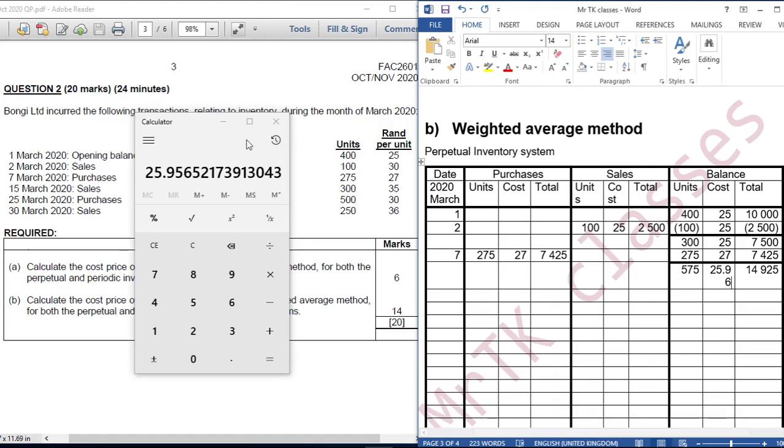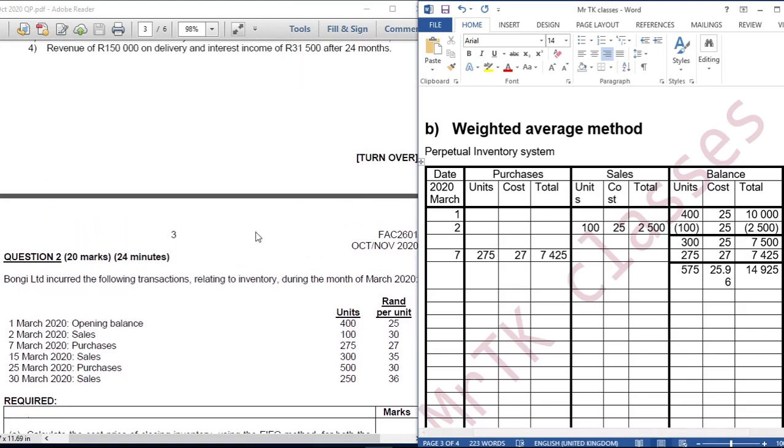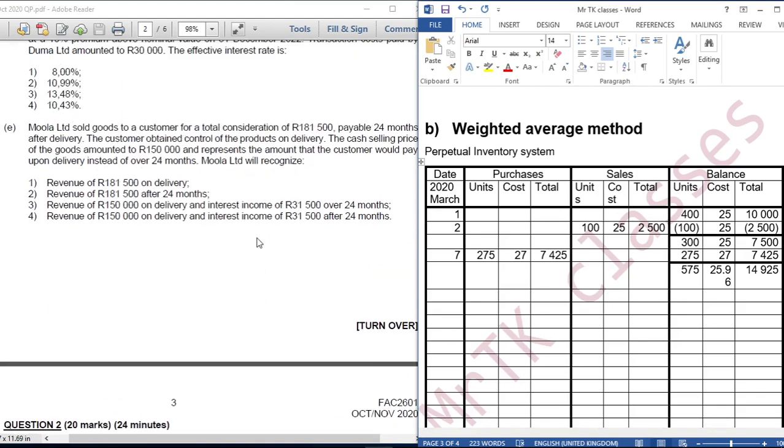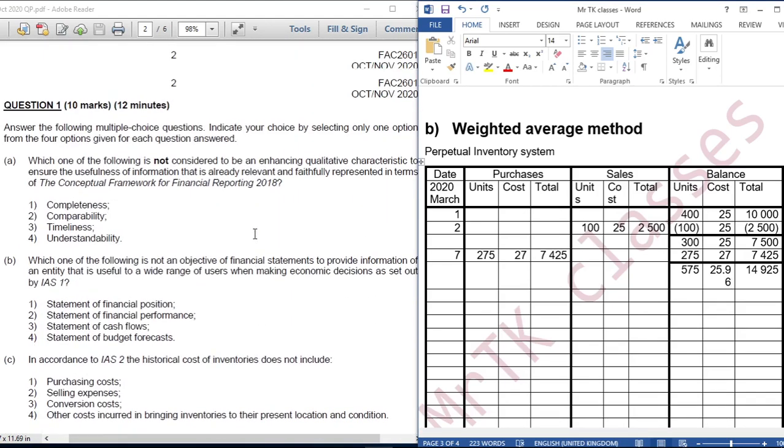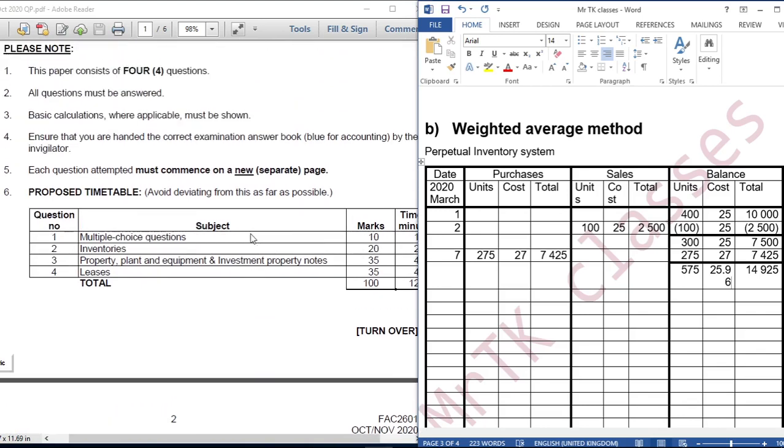25.96, because this question didn't specify the number of decimals. Let us just check our instructions. This question paper consists of 4 questions. All questions must be answered. Basic calculations where applicable must be shown. Ensure that each question is attempted. All right.